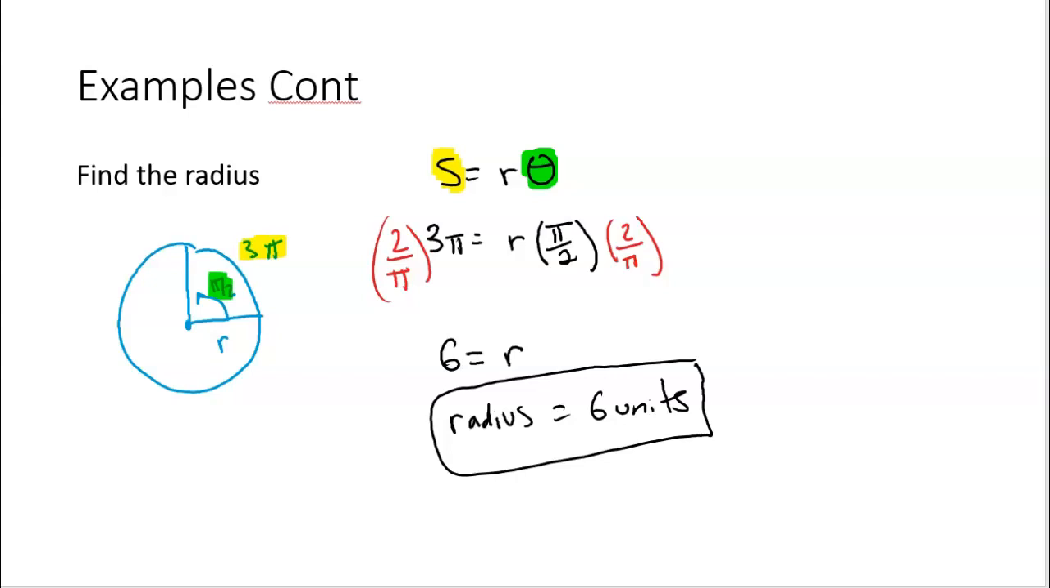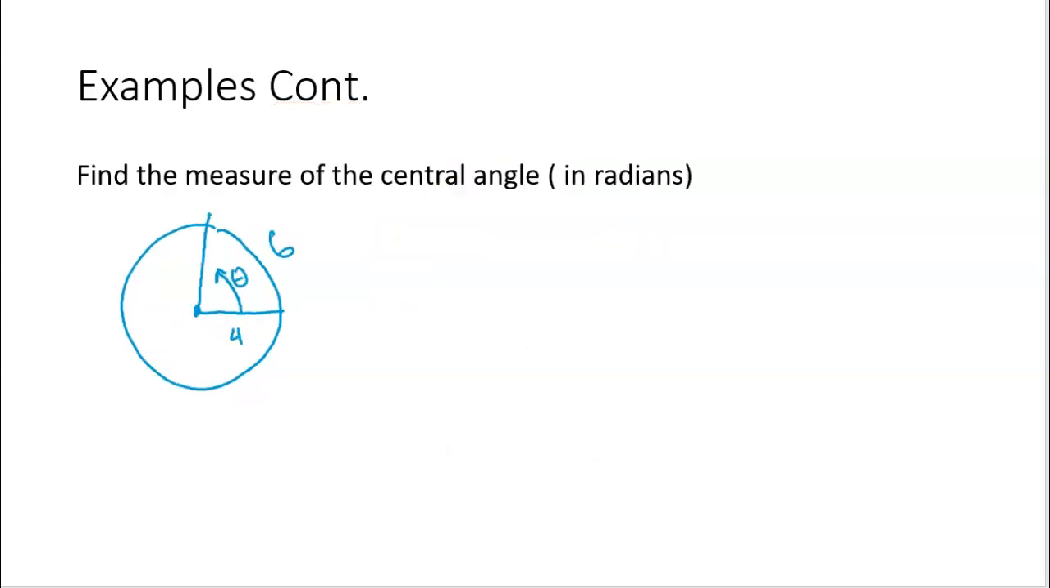Okay, so again, we can find our lovely radius. Let's figure out what our angle is. So let's do an example with our angle. Again, I have my equation. S is equal to R times my theta. This time I know my arc length, so I know that goes there. I also know that my radius is 4. So the only thing I don't know this time is my theta. So again, I'm going to plug in. S is equal to 6, R is equal to 4, theta stays as theta.